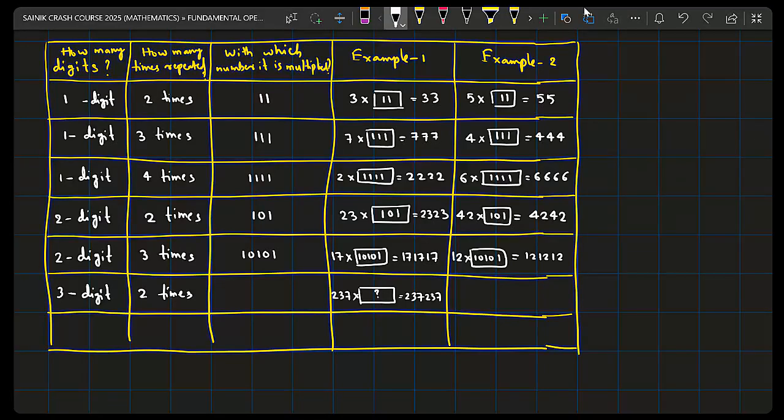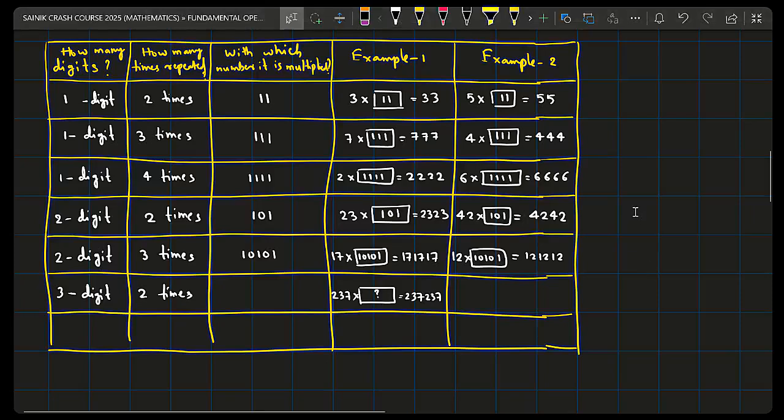Sir, can I say the answer? Yeah. Sir, 10101. 101, 101? Wrong answer. You can check the multiplication also in your book. Wrong answer. Okay, sir. Try again.